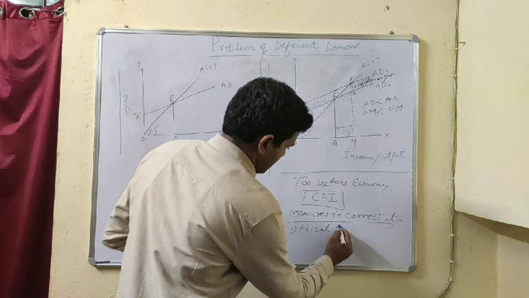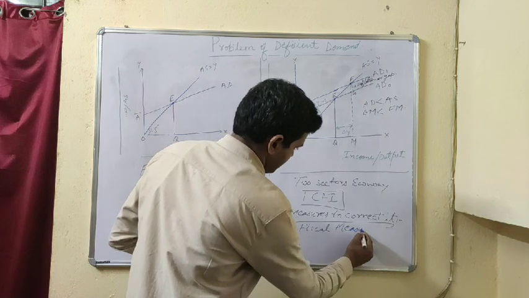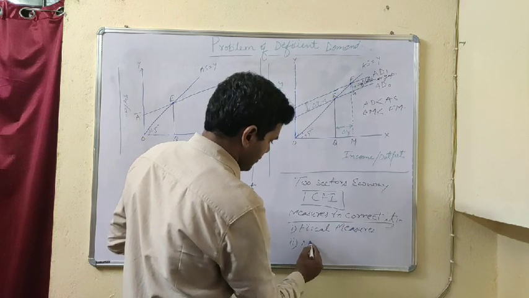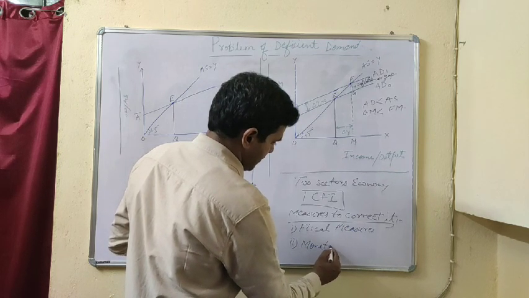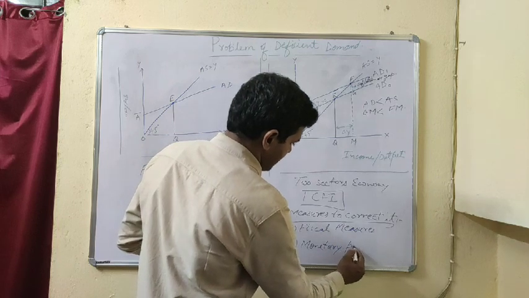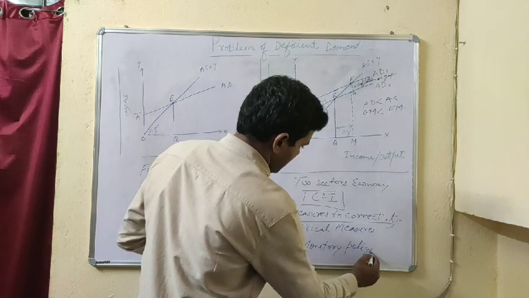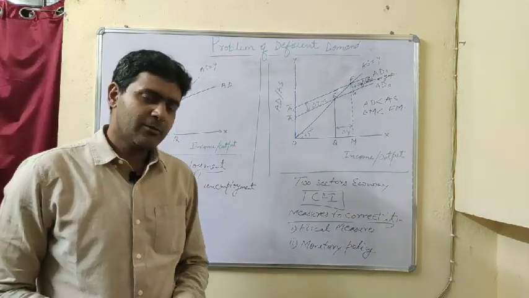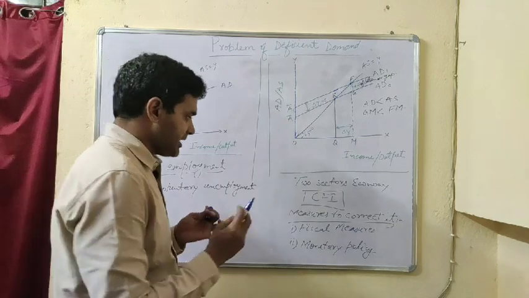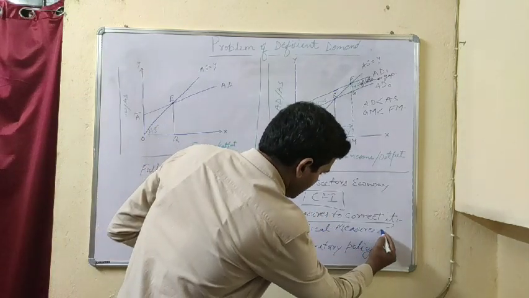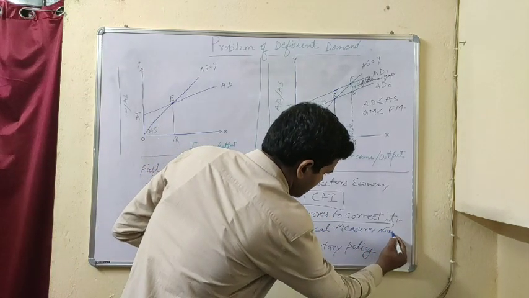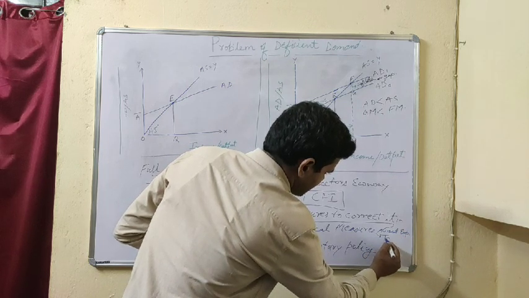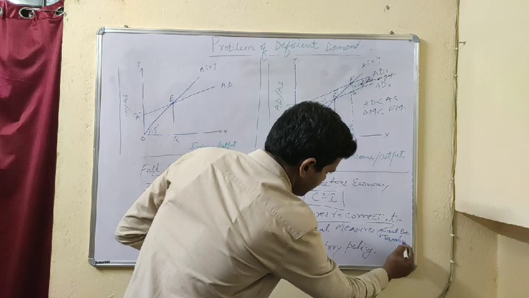Fiscal measures. And second is monetary policy, or monetary measures. Under the fiscal measures, we put the government expenditure and the taxation policy of the government.